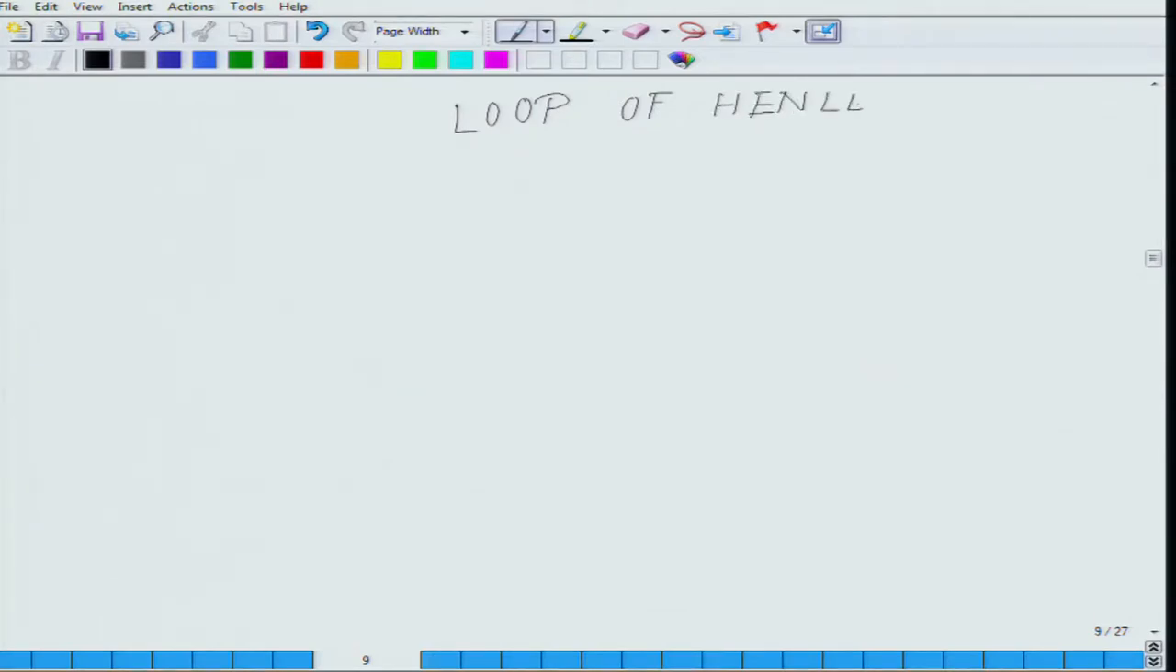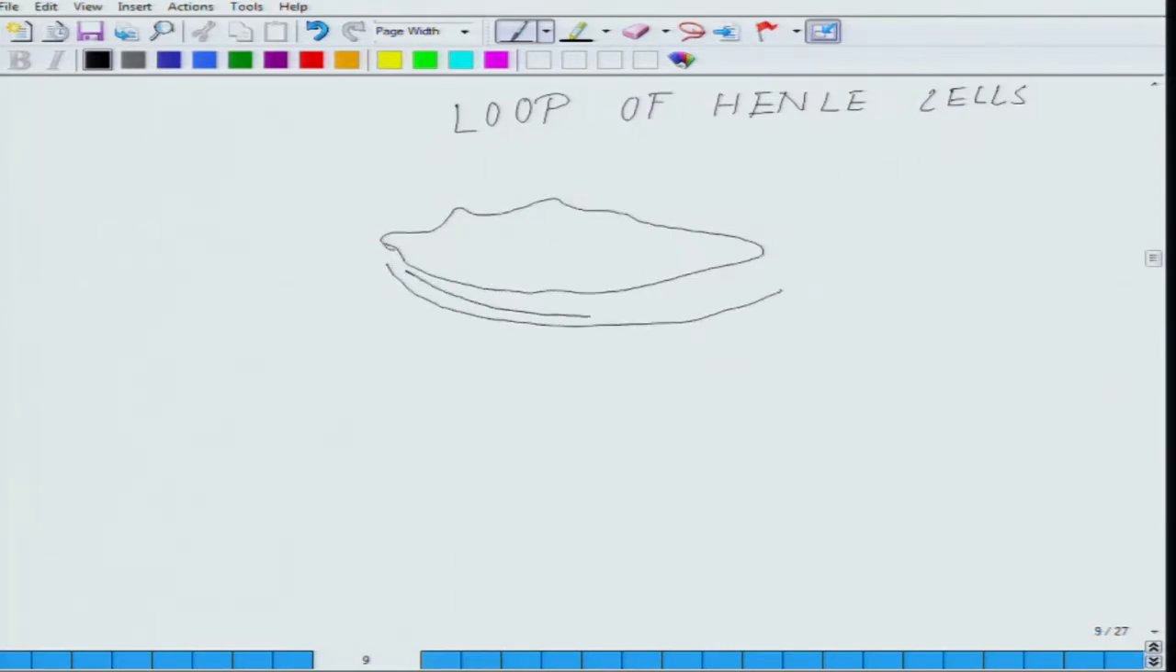Loop of Henle cells. So these loop of Henle cells are something like this, which is totally different from the distal and the proximal cells. So after looking at these cells, you will be able to appreciate how the cellular architecture changes in different parts of the whole nephron.